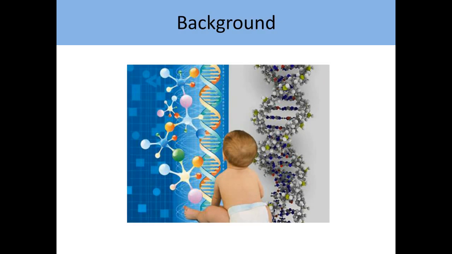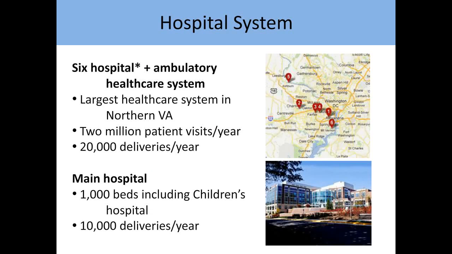So to start with, I'm going to go into some background information. Many of you may not have heard of Inova previous to this. We're a relatively large healthcare system. As you can see from the map there, we're located in Northern Virginia around the Washington, D.C. region, and we have 6 main hospitals.